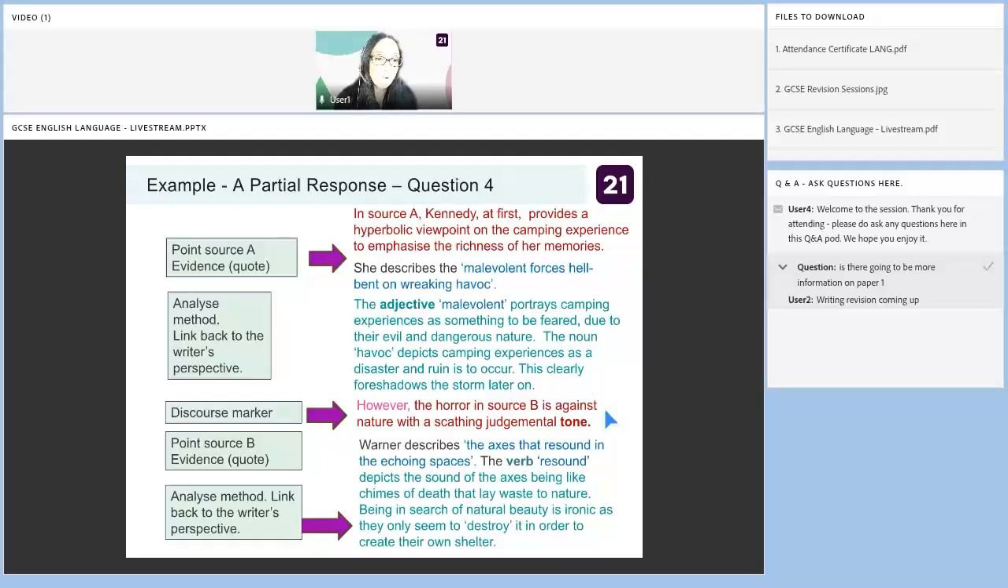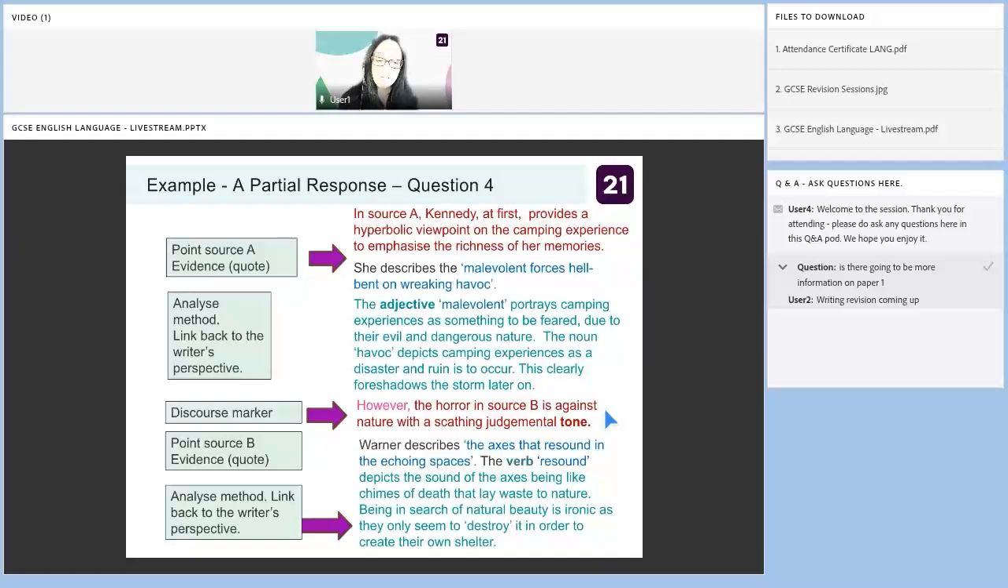And I'm not going to read the whole response, so you can do that in your own time when you're revising. It is available in the file pod. But as you can see from this example, this is a simultaneous multiple comparison. What I mean by that is that you discuss source A, then you directly compare it with source B, and you keep going until you cover the main viewpoints of each writer, analysing their methods.